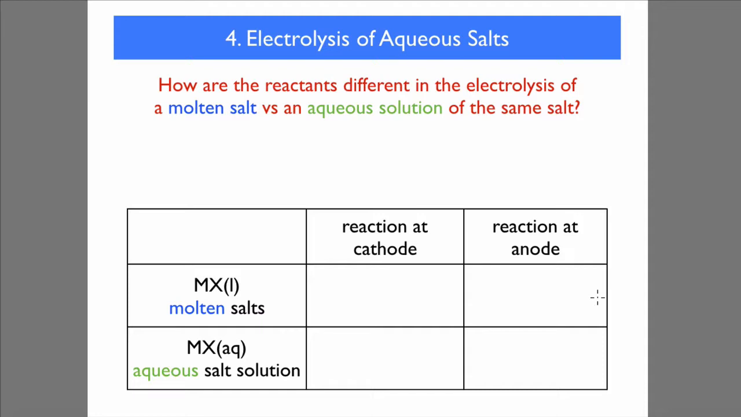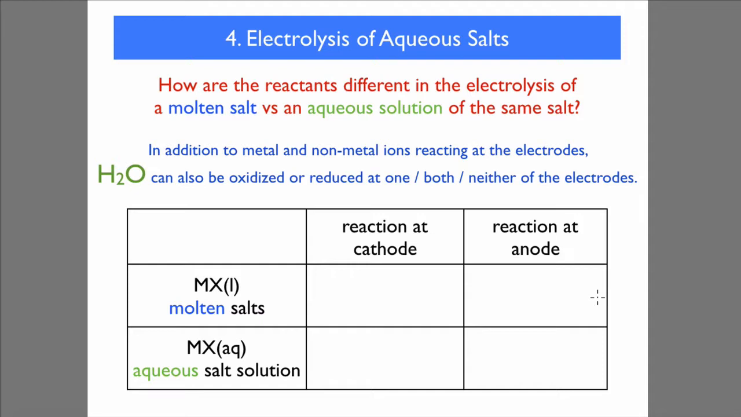Electrolysis of aqueous salts. How are the reactants different in the electrolysis of a molten salt versus an aqueous solution of the same salt? So what's the difference between having a liquid salt as opposed to a salt dissolved in water? In addition to metal and non-metal ions reacting at the electrodes, water can also be oxidized or reduced at one or both or neither of the electrodes.